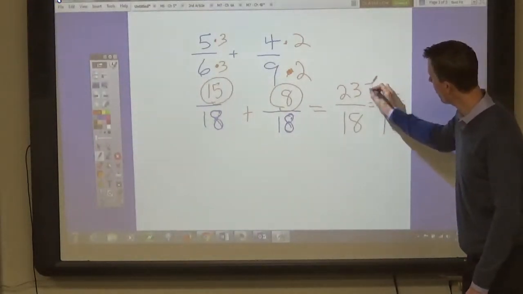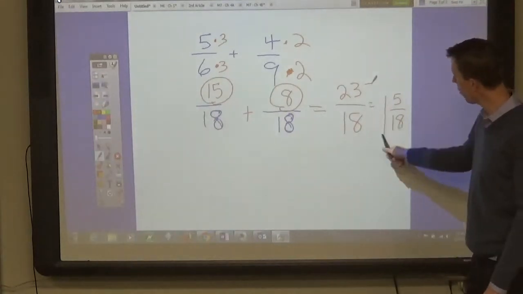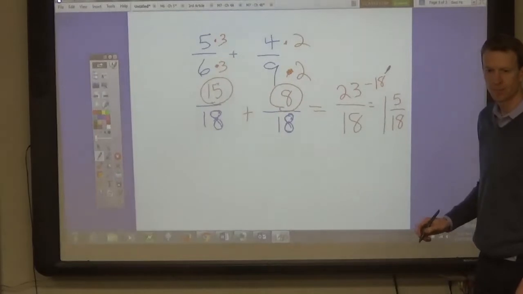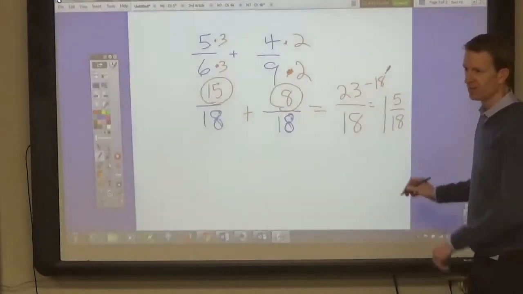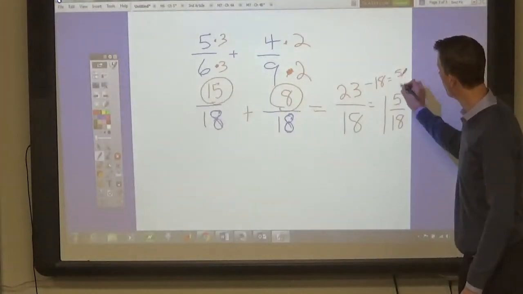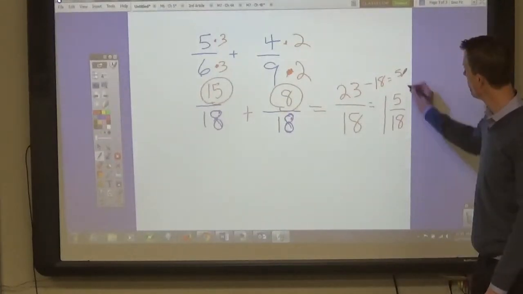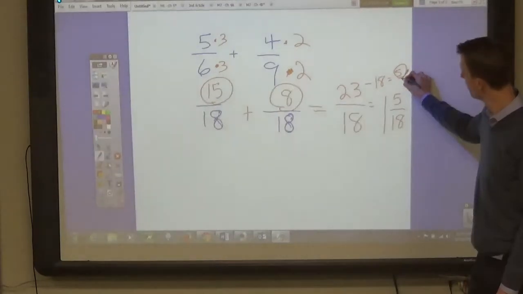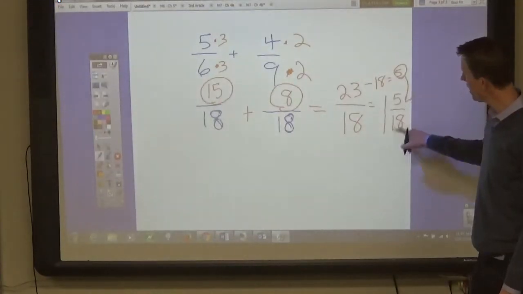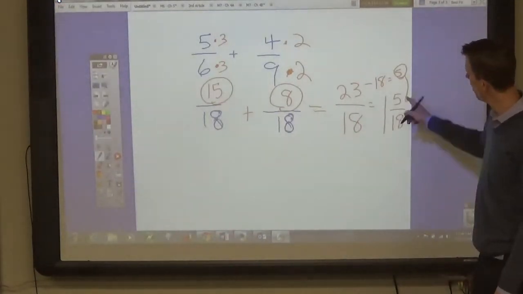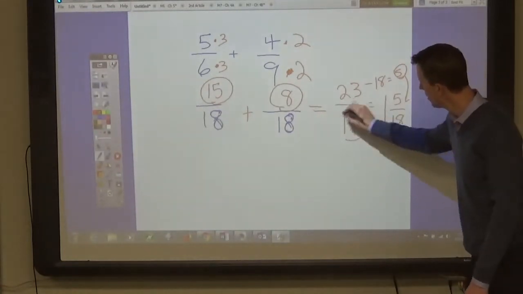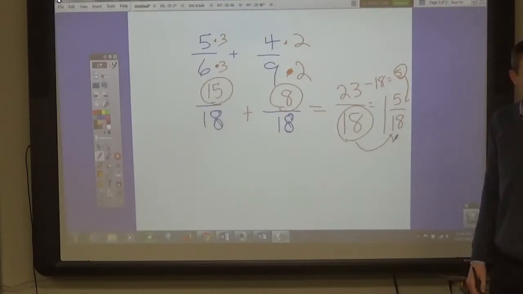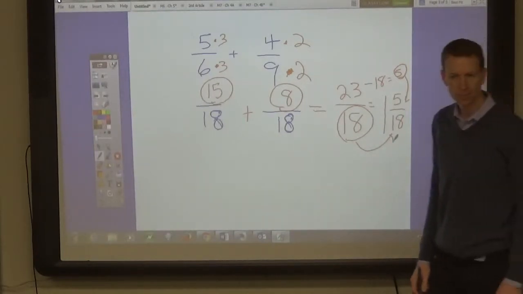Once. Now, what would the remainder be? We could make one whole then. What would the remainder be? 5. 5 left over. So these are the leftover pieces, and they're 18ths. So put the leftovers over the denominator. Okay? Any questions on that?